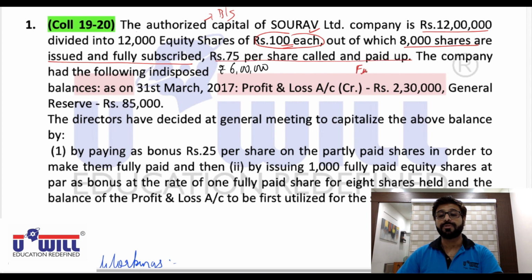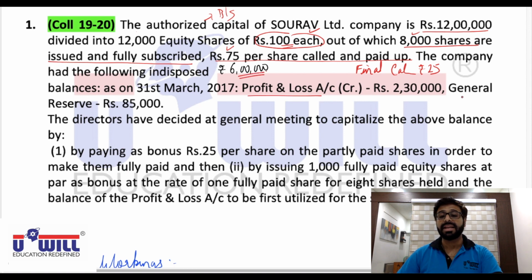So how much is final call still remaining to be collected? 25 rupees. The company has the following disposable balances as on 31st March 2017. Also, presently 8,000 into 75, what is the share capital? 6 lakhs. Now what are the balances?